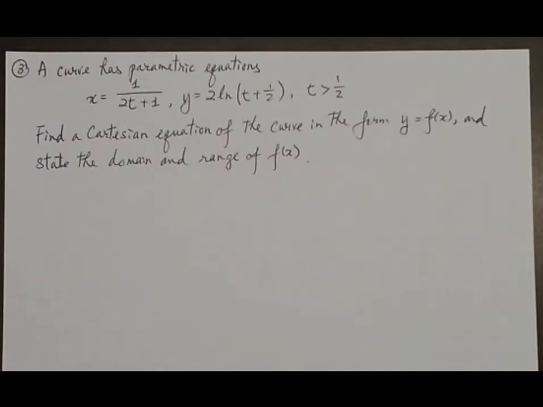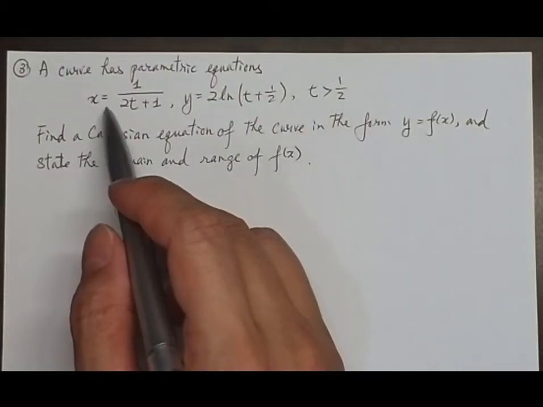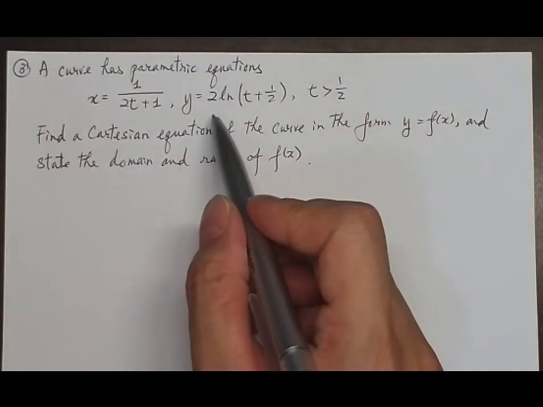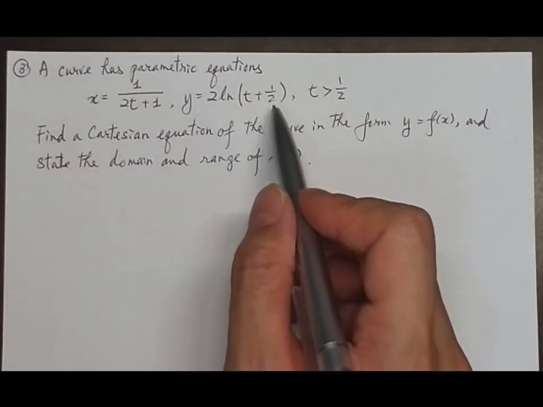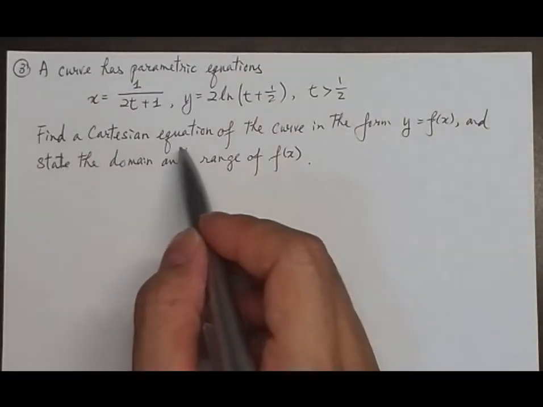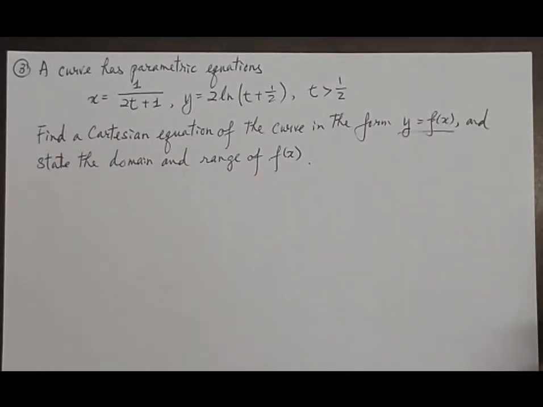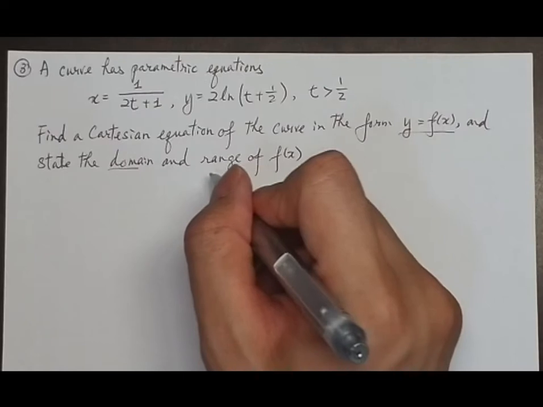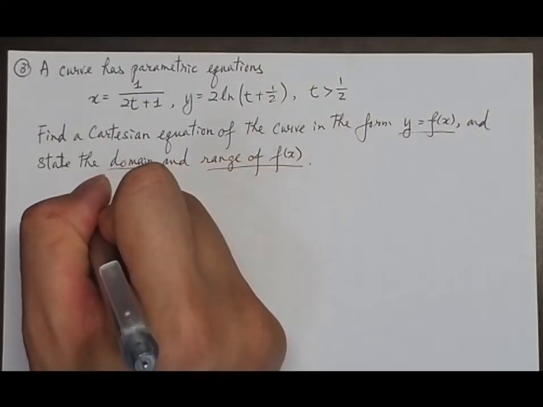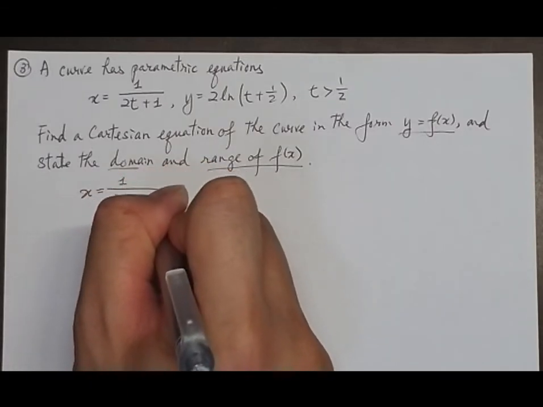Question number 3. A curve has a parametric equation x equal to 1 over 2t plus 1 and y is equal to 2 log t plus half, t is greater than half. Find a Cartesian equation of the curve in the form y equal to f(x) and state the domain and the range of the f(x). We know that x is equal to 1 over 2t plus 1.